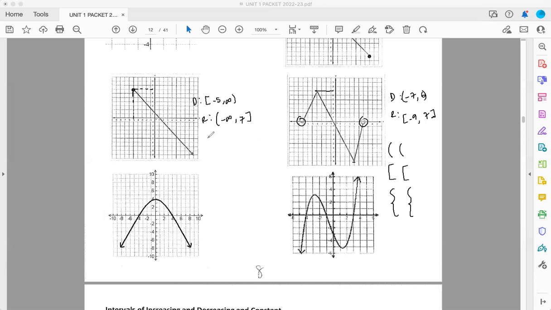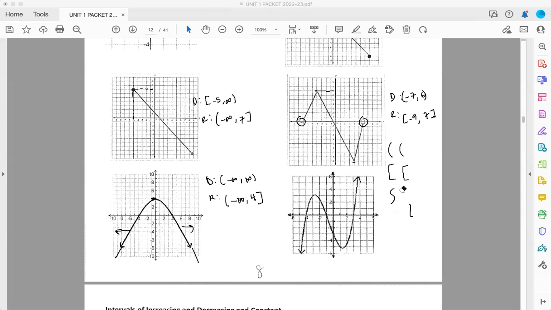For the next one, for this graph here, notice that the graph goes all the way to the left and all the way to the right, which means the domain is from negative infinity, comma, infinity. And for the range, the lowest value goes all the way down, so it's from negative infinity all the way up to this point, which is 4. 4 is included, so bracket.